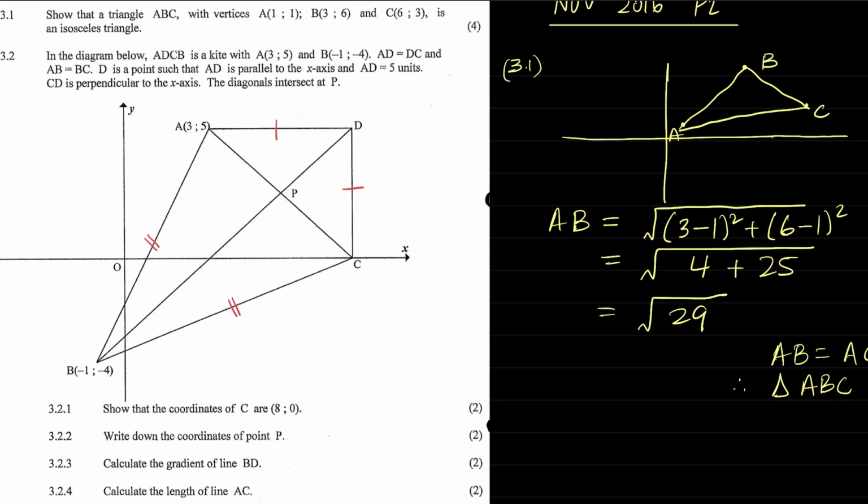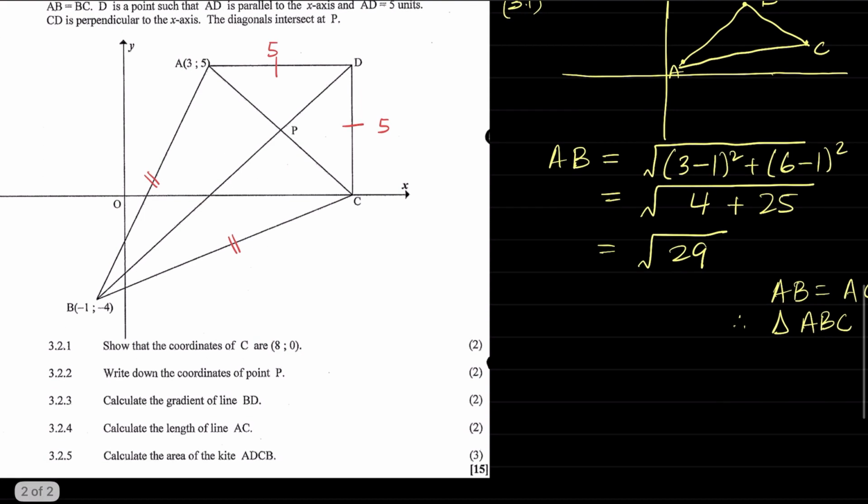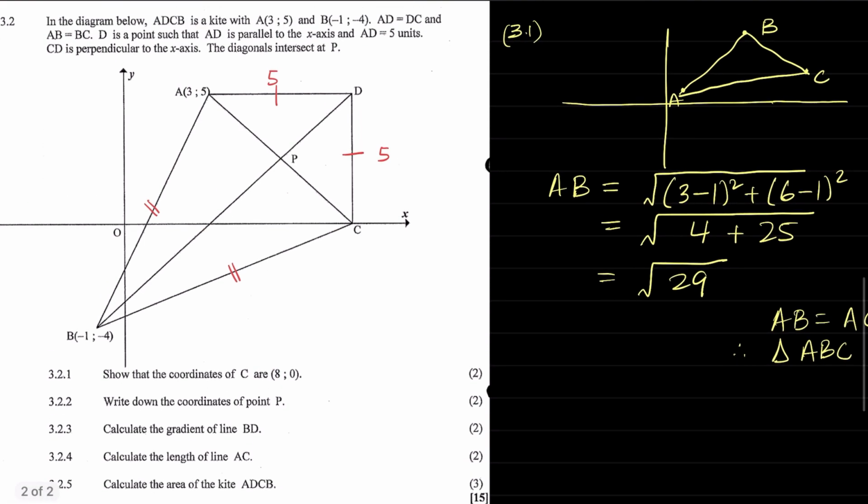D is a point such that AD is parallel to the x-axis. Okay, and AD is 5 units. So this is 5 units. So if that's 5 units, this must be 5 units as well. CD is perpendicular to the x-axis, okay? The diagonals intersect at P, okay? Now, 3.2.1, show that the coordinates of C are 8 and 0.